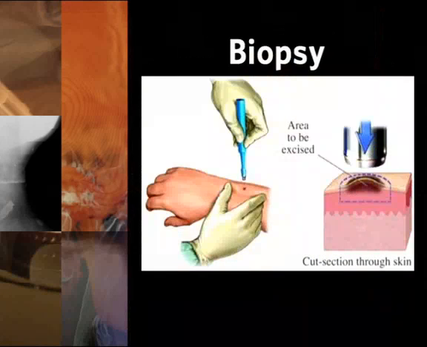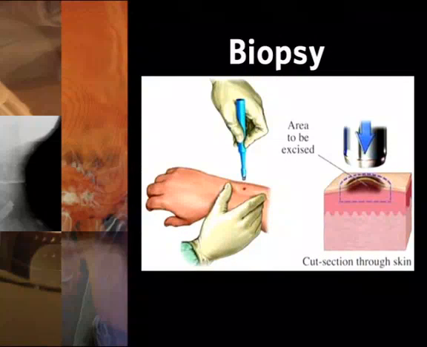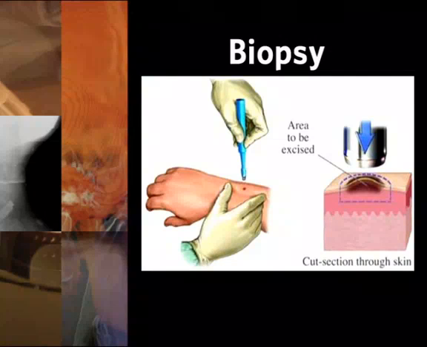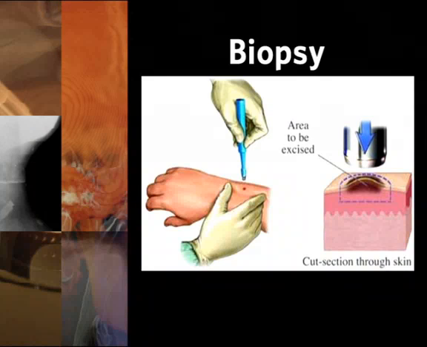So the next test that we do is a biopsy. Now, a biopsy is usually taken by the nurse or the doctor in the doctor's office, where they take a scalpel or a knife or even a special punching instrument that will take a sample of the tissue. This piece of tissue will be taken out, usually from the affected area.